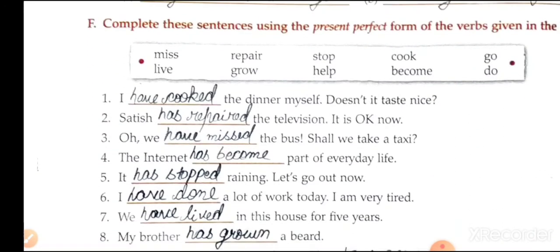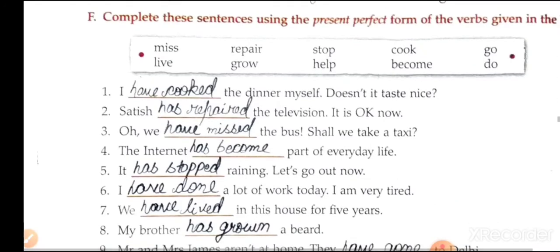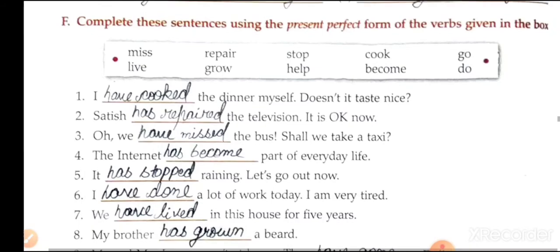Complete these sentences using the present perfect form of the verbs given in the box. Missed, lived, repair, grow, stop, hold, cook, become, go, do.